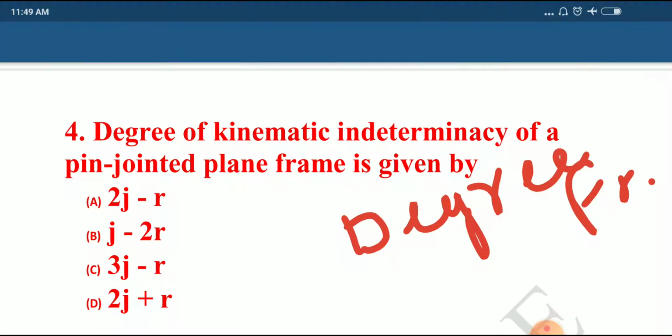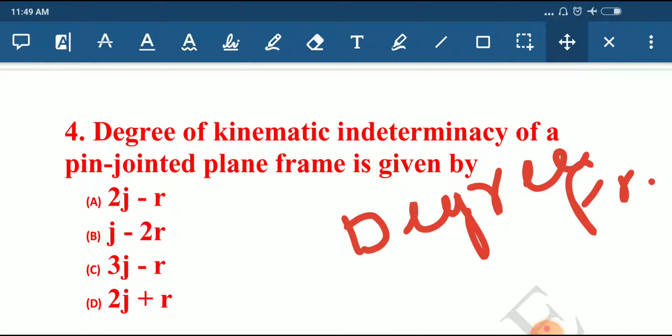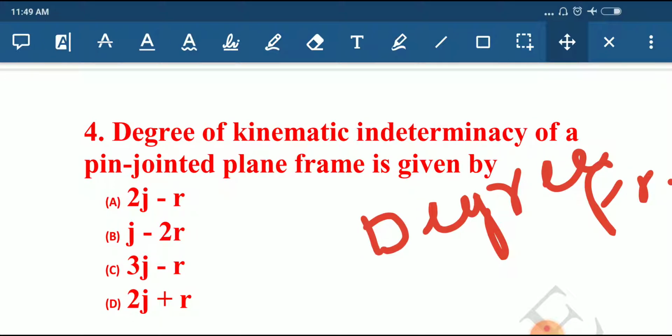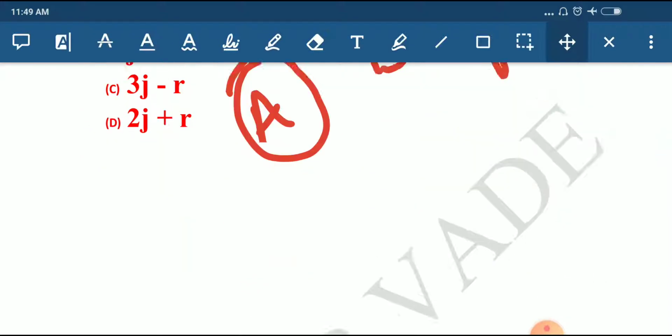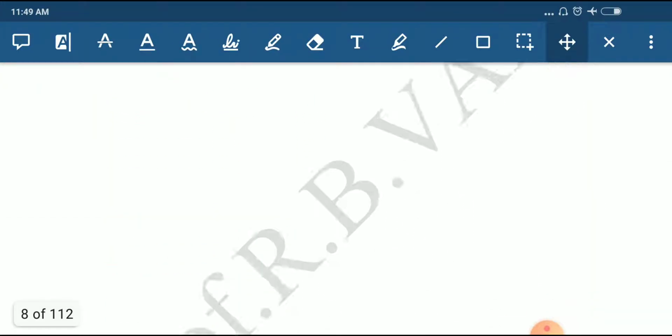The degree of kinematic indeterminacy of a pin jointed plane frame is given by 2j minus r. The formula for this one is 2j minus r. This one is wrong, this one is wrong, and this one is wrong. For this question, A is the correct answer. Is it right? Yeah. Next.